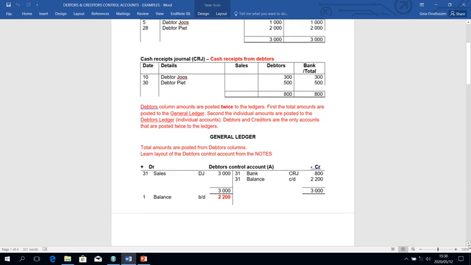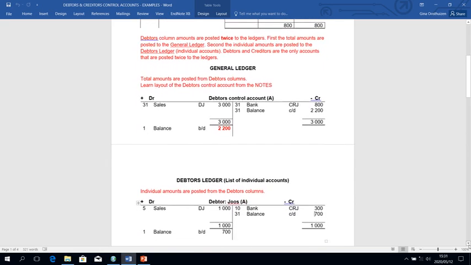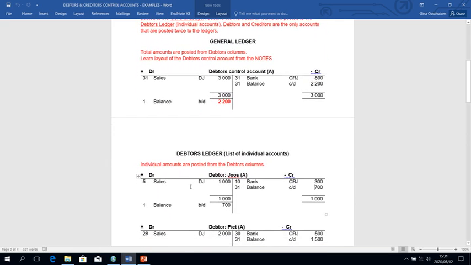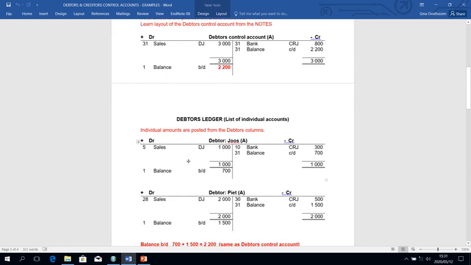When we go to the individual accounts, here is Joost. From the DJ, we sold to him for 1,000 and we received from him 3,000. Again, we balance off the account like always. For debtor Piet, it is the same. We've sold to him for 2,000 and we received from him 500. And we will balance off the account.